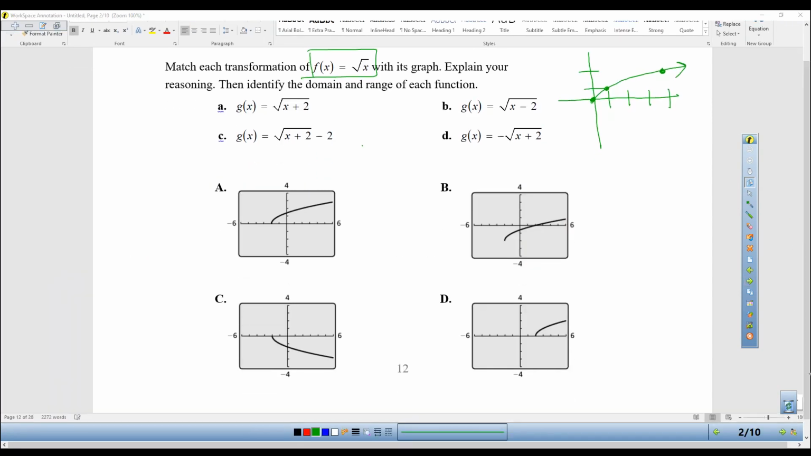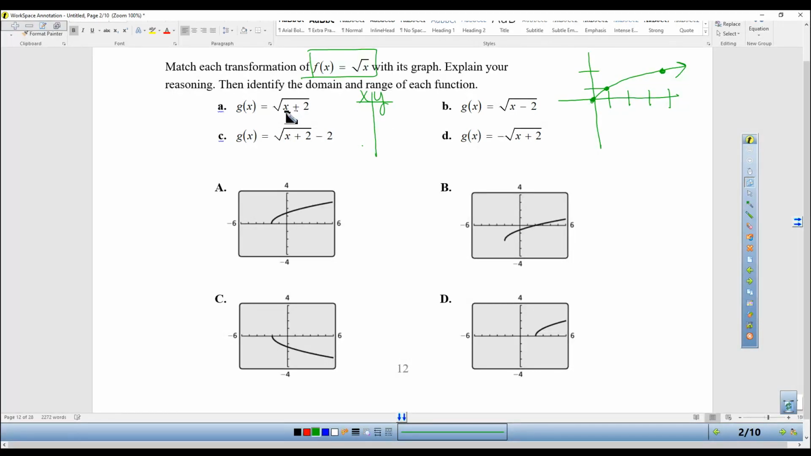So what do you think it's going to do if there's a +2 with the square root? If you're not sure, you could plug a point in and actually check it.